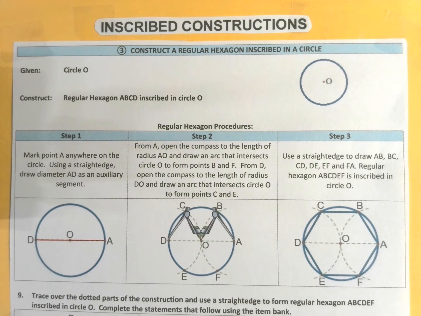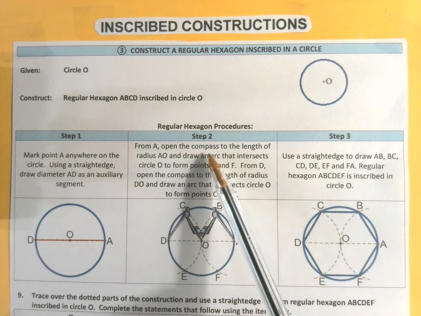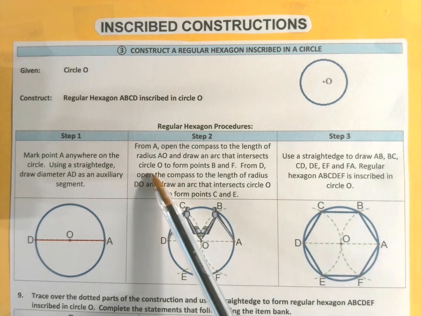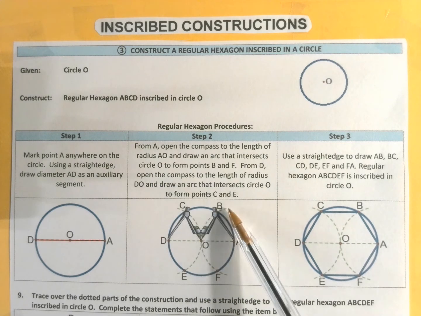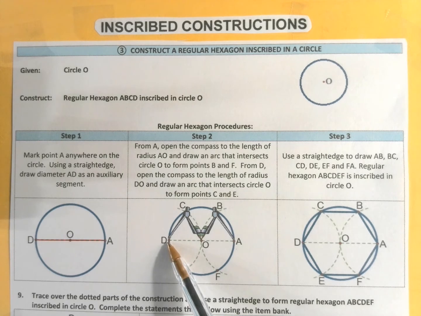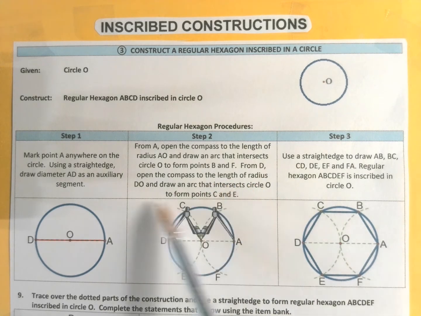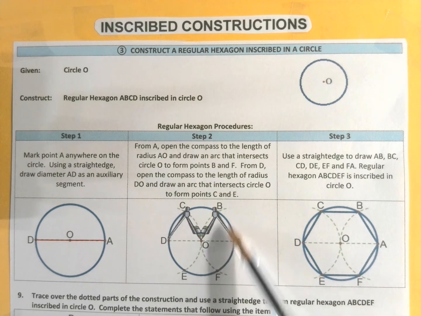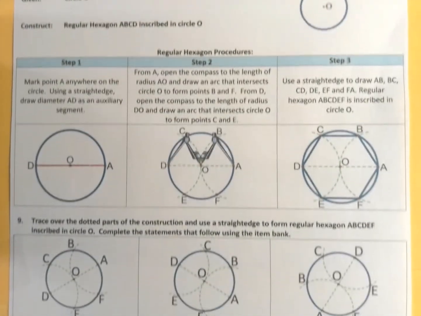And then from point A, we're going to open the compass to the length of radius AO, and then we're going to draw an arc that intersects circle O to form points B and F. And then from D, we're going to open the compass to the length of radius DO, and then draw an arc that intersects circle O to form points C and E. So what does all of this mean?